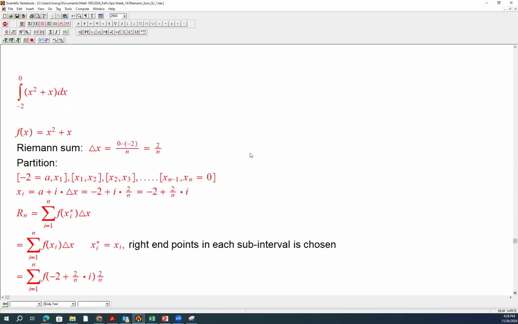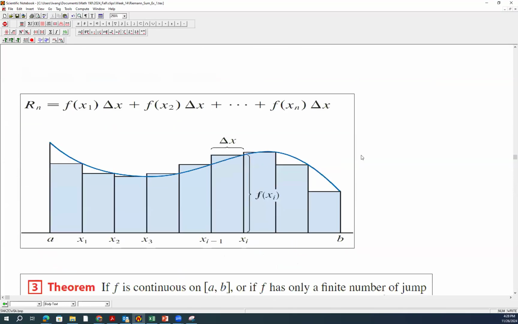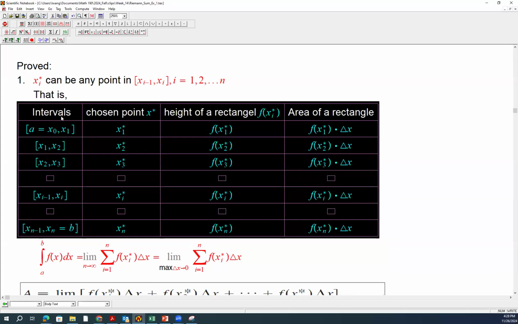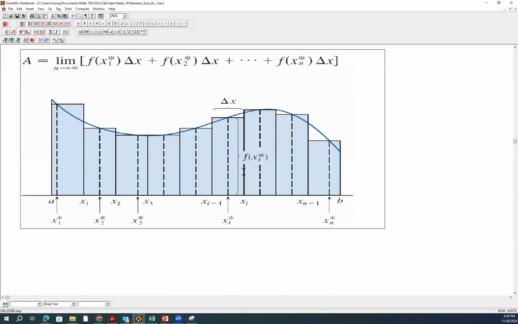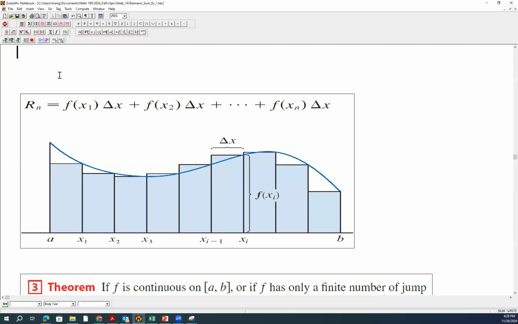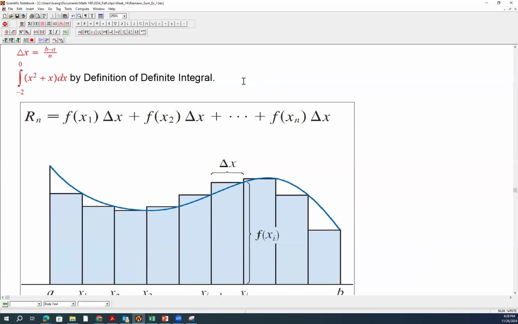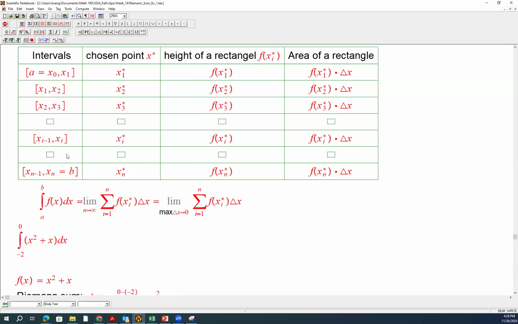Take this example. The actual calculation is pretty straightforward. We typically just follow this table to construct our Riemann sum in this example. So I'm going to bring this table with us for this particular situation.